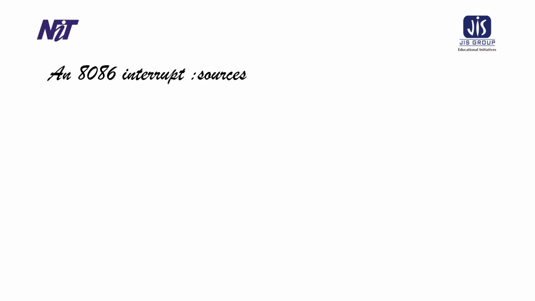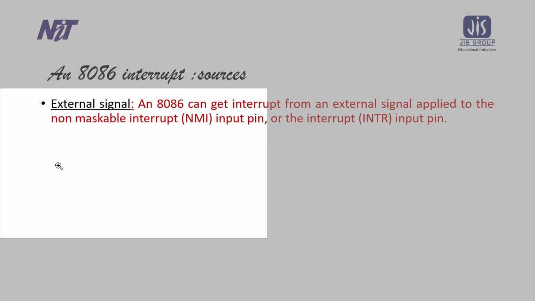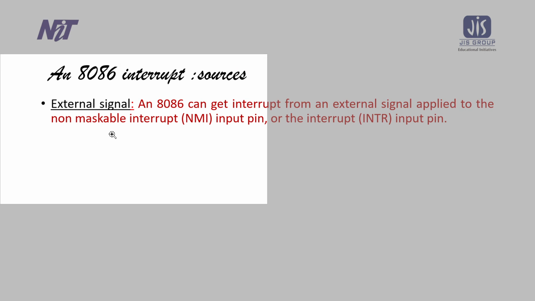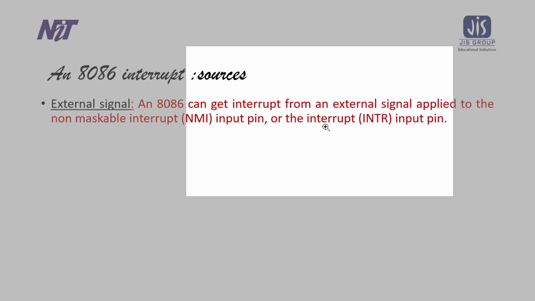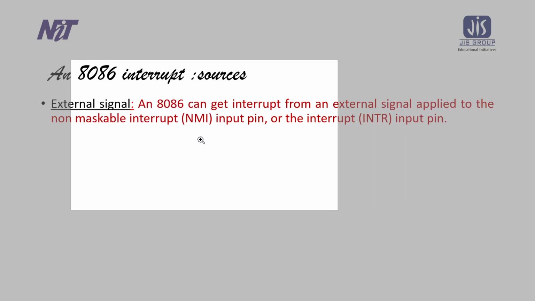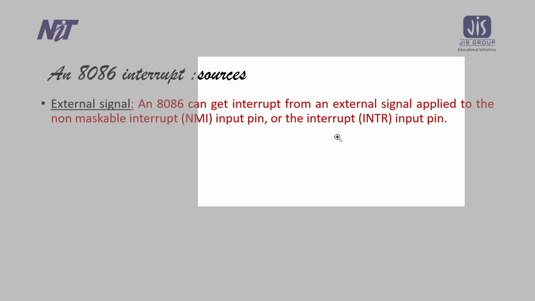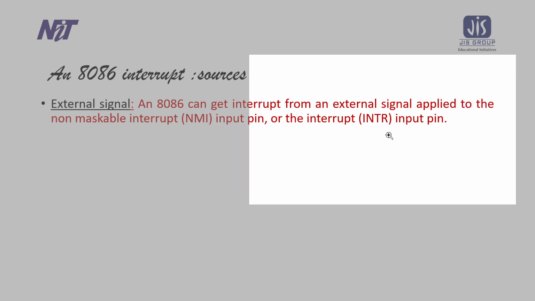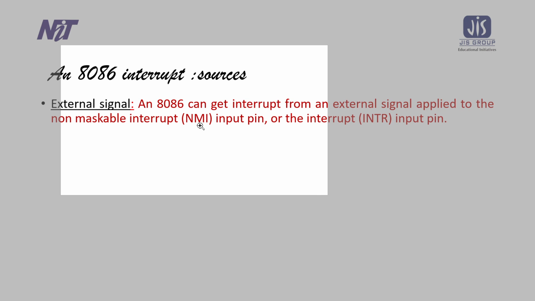Now the 8086 interrupt sources. This is the external source signal. The 8086 can be interrupted by an external signal applied to the non-maskable interrupt input pin or the interrupt input pin. These are the pins available in the chip, and these are nothing but the hardware interrupt.